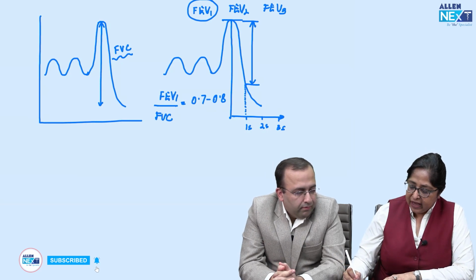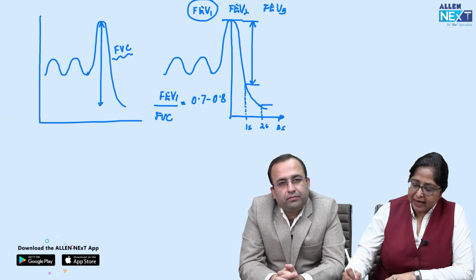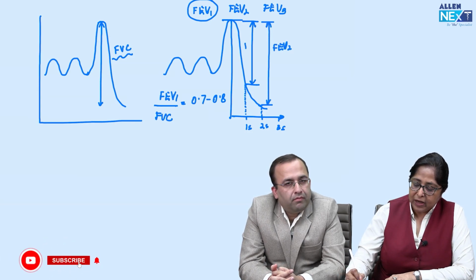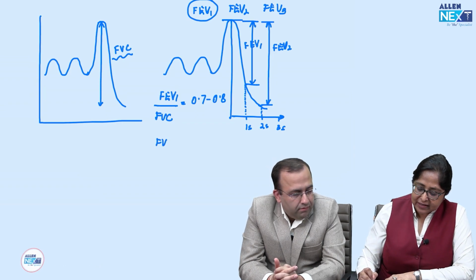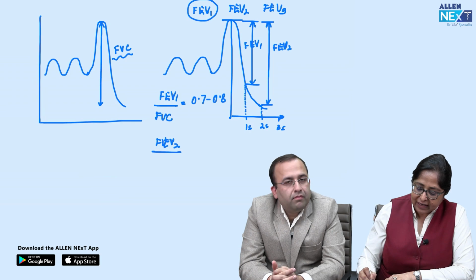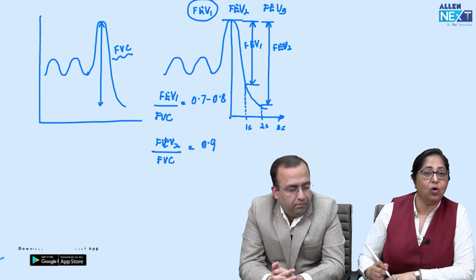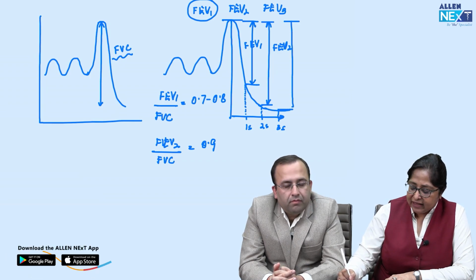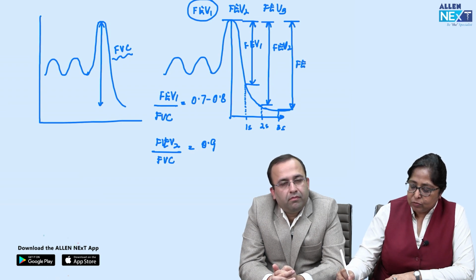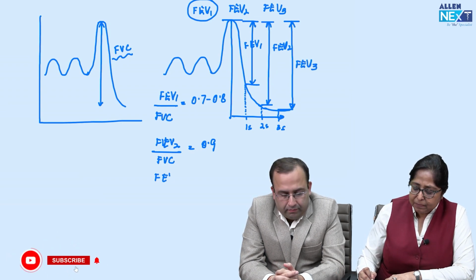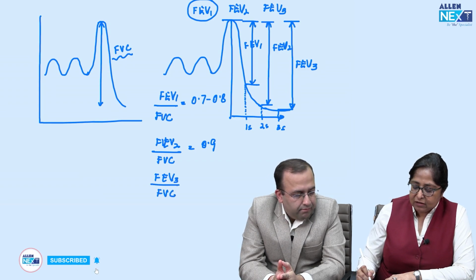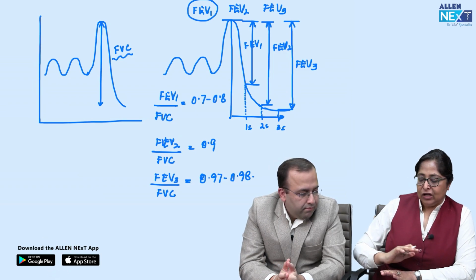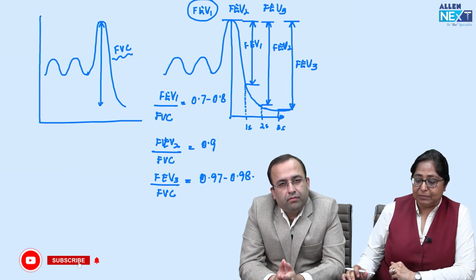So similarly, if I want the FEV2, I will extrapolate this point and I will measure this volume. This is FEV2. Again, FEV2 will be expressed as a ratio of the total vital capacity, and this should be 0.9 or 90%. And similarly, we can also take FEV3. At the end of 3 seconds, a normal individual should be able to breathe out almost his complete vital capacity. So FEV3 by FVC ratio is 0.97 to 0.98. So this is what is the timed vital capacity.